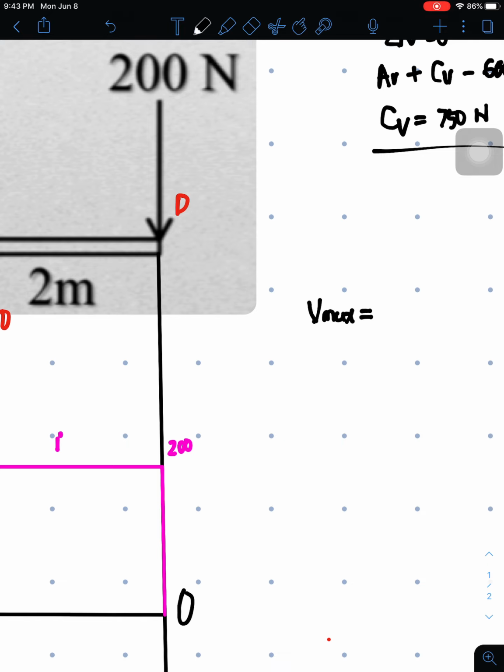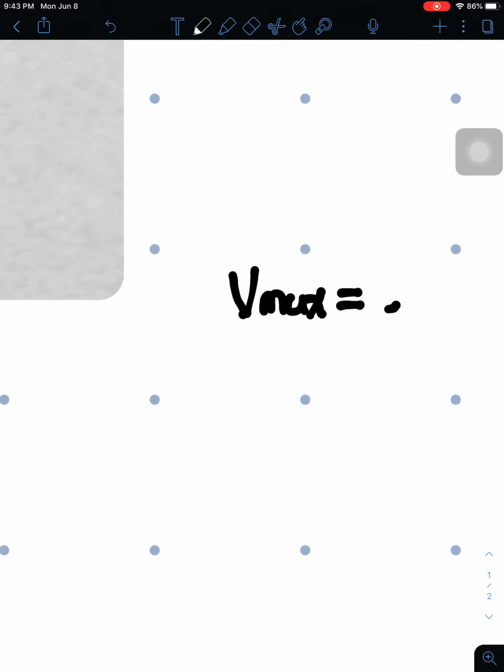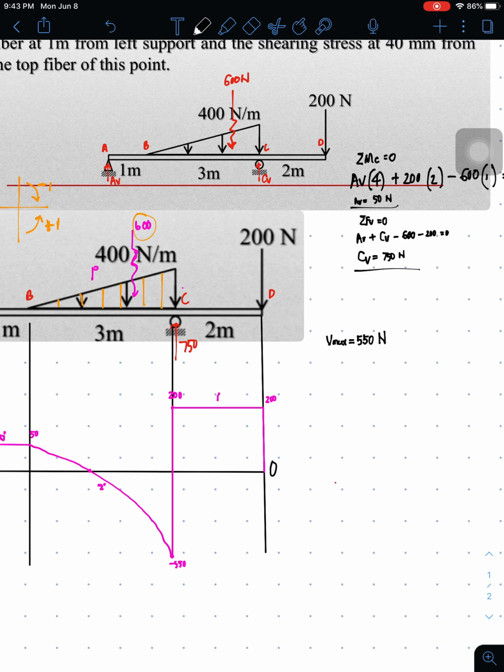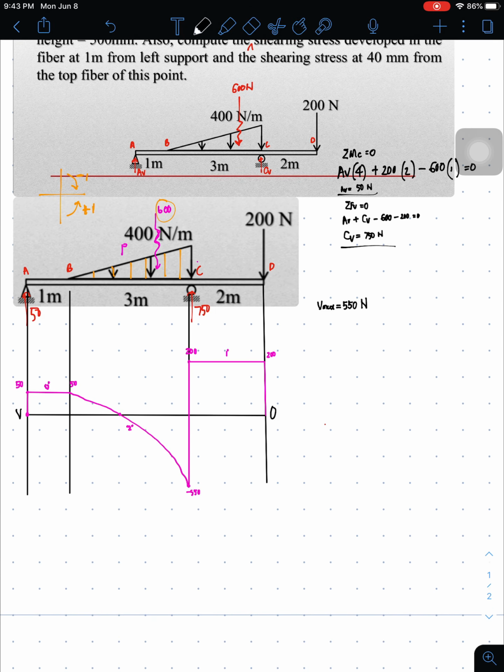I'll rewrite it down here. This is 550. And this is in newtons. So that is our maximum shear force.